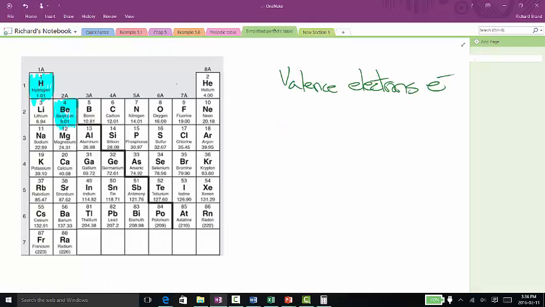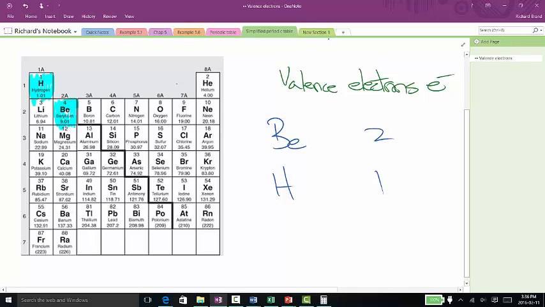Looking at my simplified version of a periodic table, which, if you haven't done so, take a look at the beginning of this video sequence. Beryllium is in the second column, so it's got 2 valence electrons. Hydrogen is in the first column, got 1 valence electron. So writing that down, beryllium has 2 valence electrons. Hydrogen has 1 valence electron.